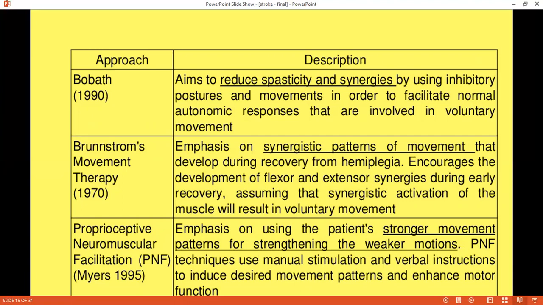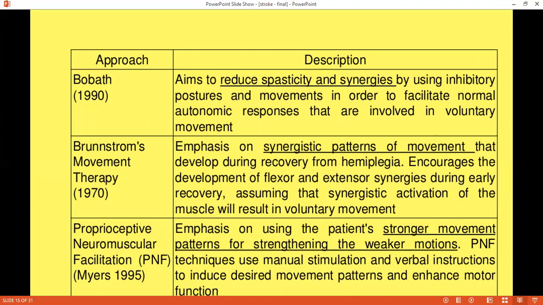Then another technique is called PNF, proprioceptive neuromuscular facilitation, which was given by Myers in 1995. It emphasizes using the patient's stronger movement patterns for strengthening the weaker motions.